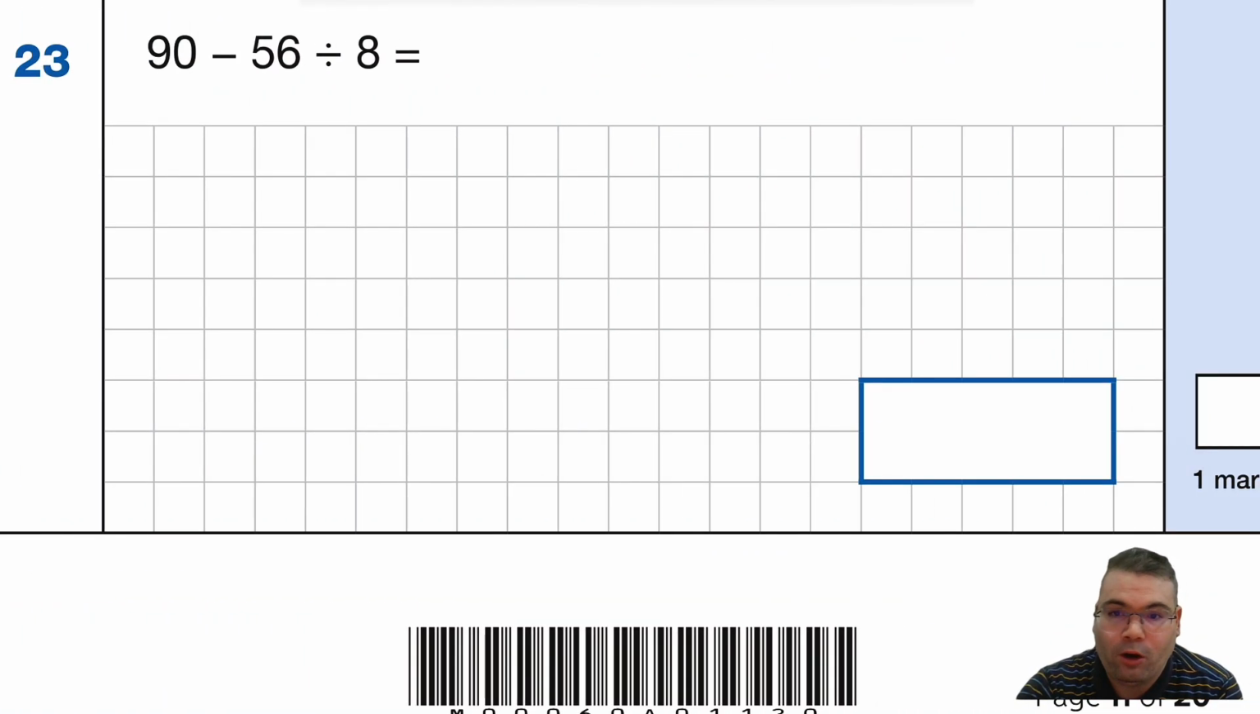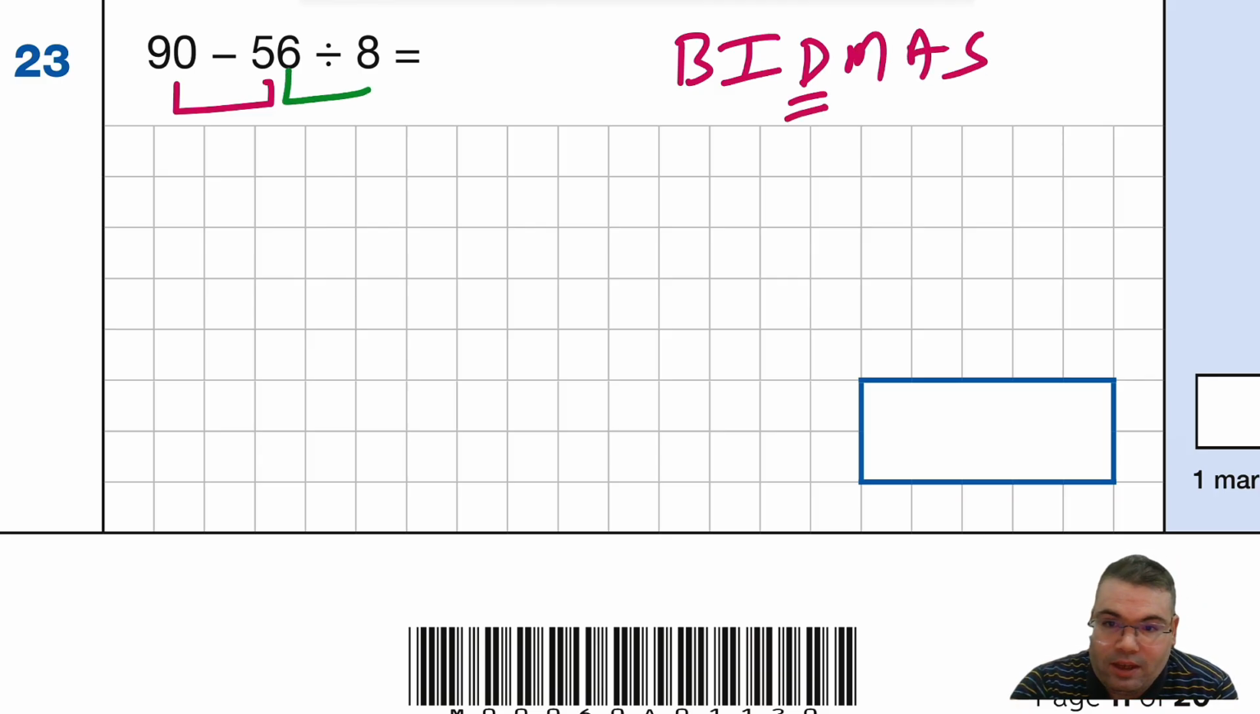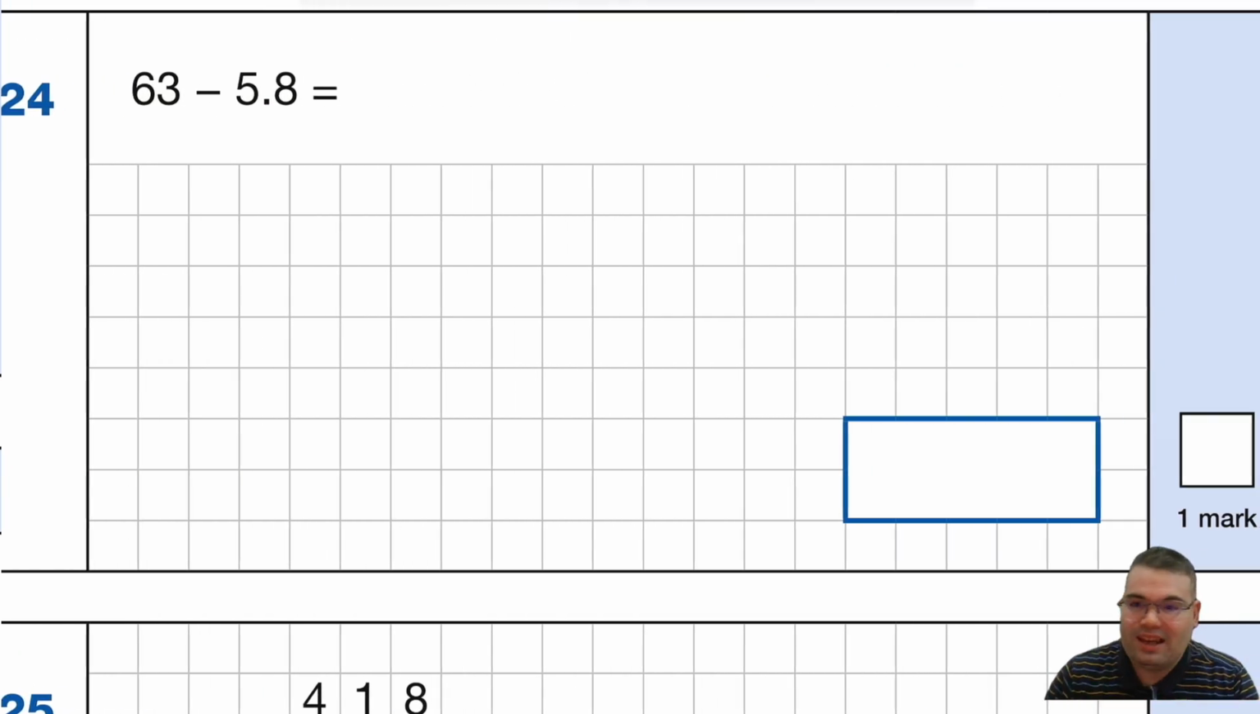This question is based on BODMAS. Here first of all, don't make the mistake of subtracting 56 from 90. It would be wrong. So let's write down BODMAS. In BODMAS we do the division part first. So here 56 divided by 8, that is 7. So let's write down 90 as it is, take away 56 divided by 8, which is 7. Now just do the subtraction part. So 90 take away 7, that is 83, right? Very easy. So this is the next question.